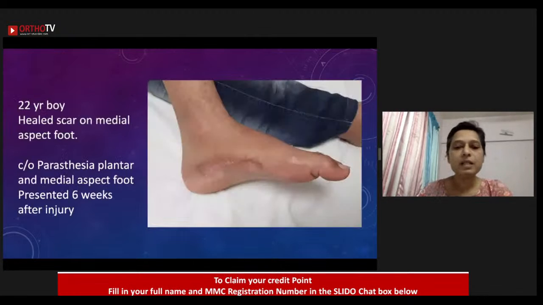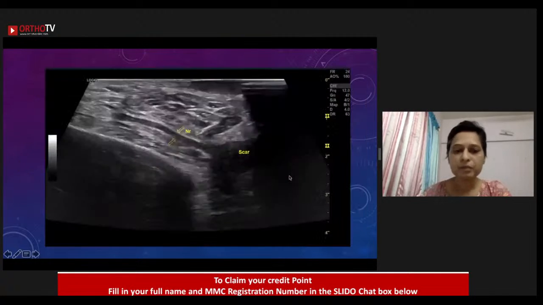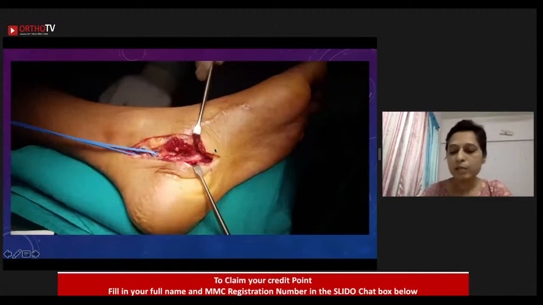This is a 22-year-old boy who presented to us 6 weeks after the injury with a scar on the medial aspect of the foot and ankle. He was complaining of paresthesia on the medial and the plantar aspect of the foot. We did the ultrasound. You can very well see this nerve, which is the medial plantar nerve. This looks all right till here, and this black thing is the scar. The nerve is absolutely all right till here, and then it is embedded in the scar. The surgeon was interested in knowing whether the nerve is all right or it is injured during the injury. So we discussed the case with the surgeon. The nerve looked all right to me, and exploration was done.